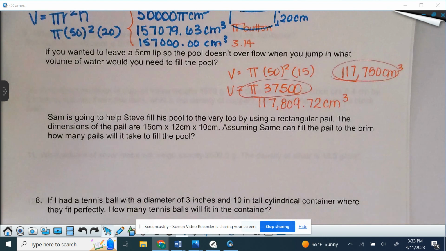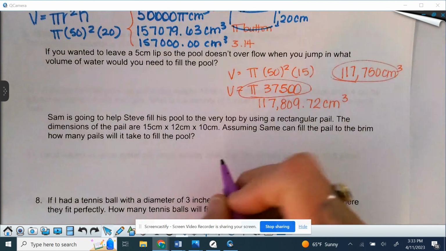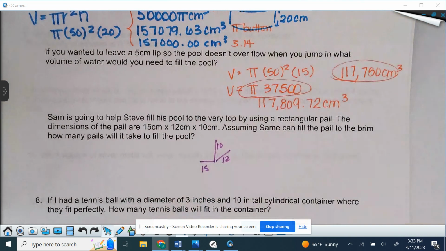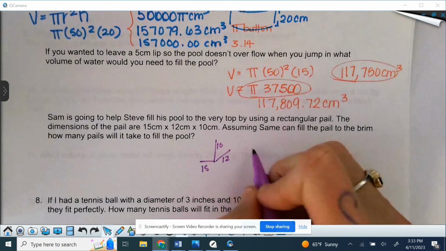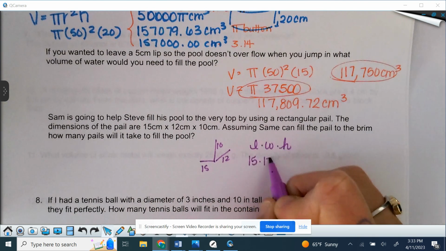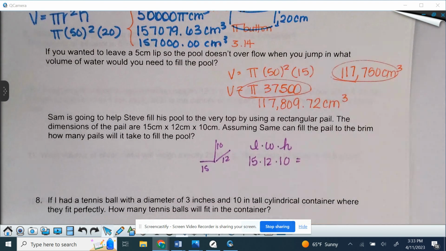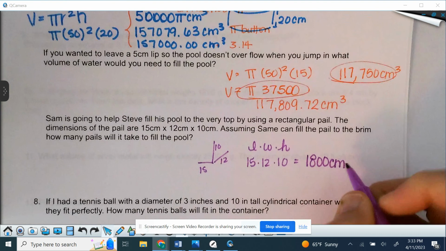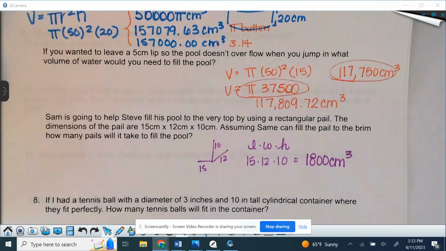But our bucket is 15 by 12 by 10. And so that's a rectangular prism. So it's length times width times height. So 15 times 12 times 10. Because that's finding the area of the bottom and then how many slices. And so that's 1,800 centimeters cubed per bucket. So we need to figure out how many times that goes into what we're trying to fill up.